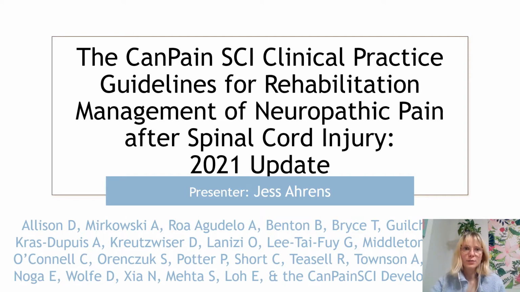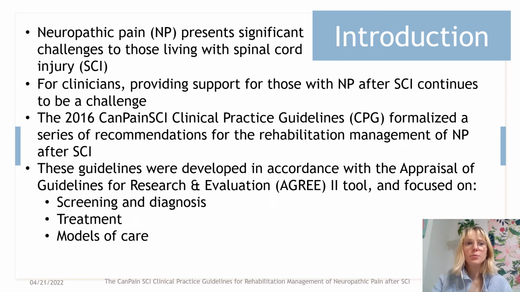The 2021 update of the CanPain SCI Clinical Practice Guidelines for Rehabilitation Management of Neuropathic Pain After Spinal Cord Injury. Neuropathic pain presents significant challenges to those living with spinal cord injury, with negative effects on function and participation, such as mood and sleep, and a decreased quality of life. For clinicians, providing support for those with neuropathic pain after spinal cord injury continues to be a challenge.